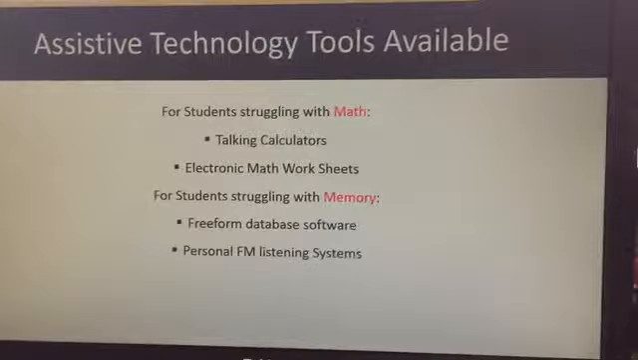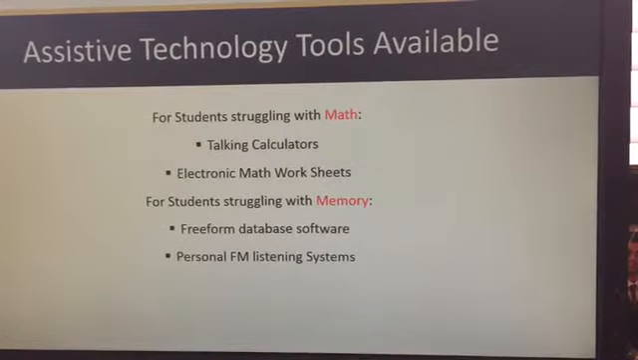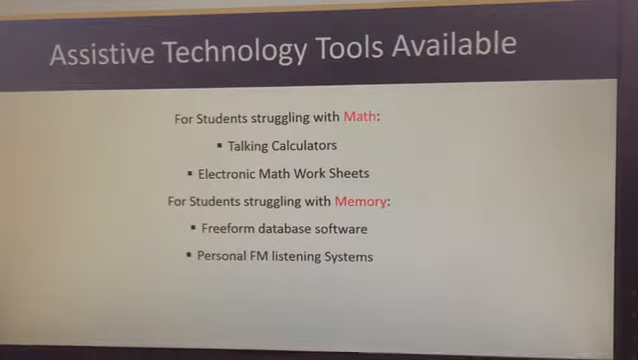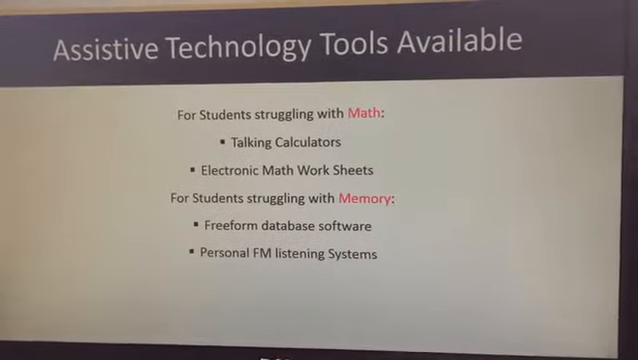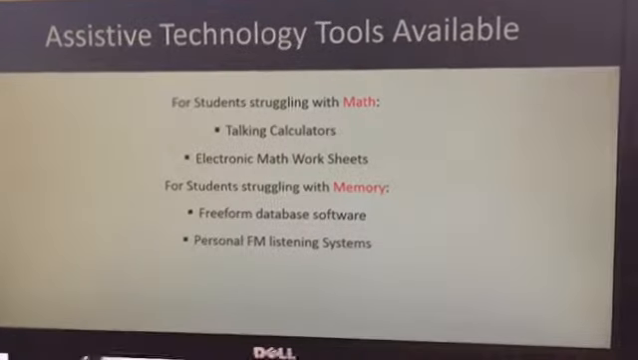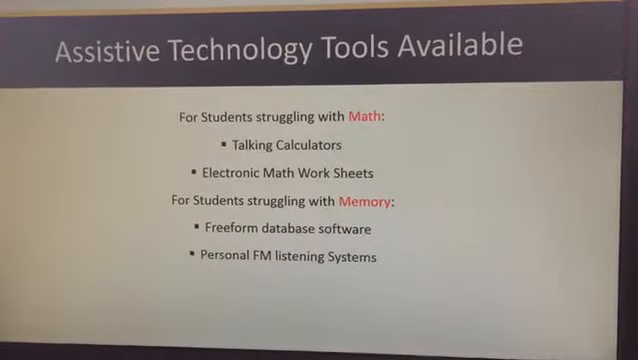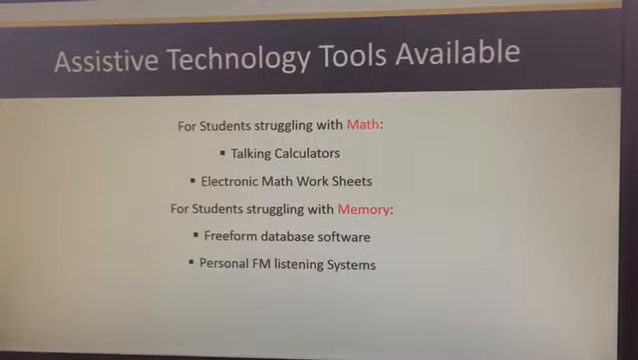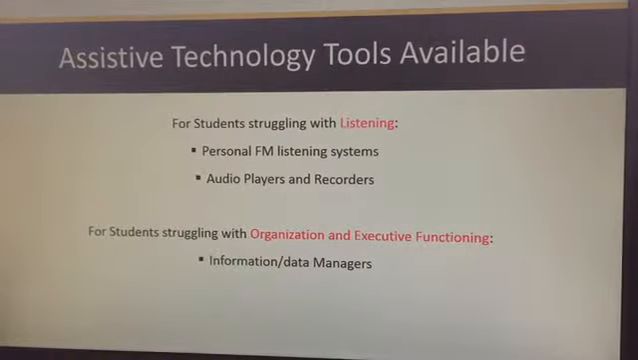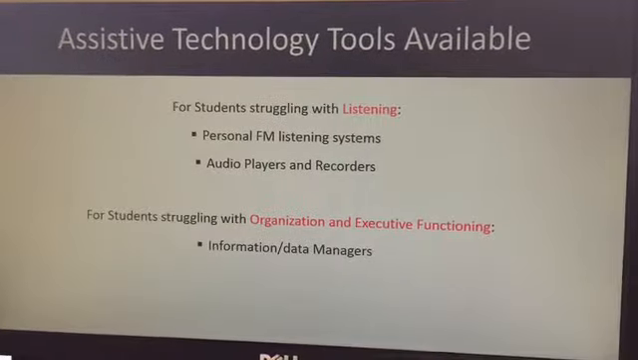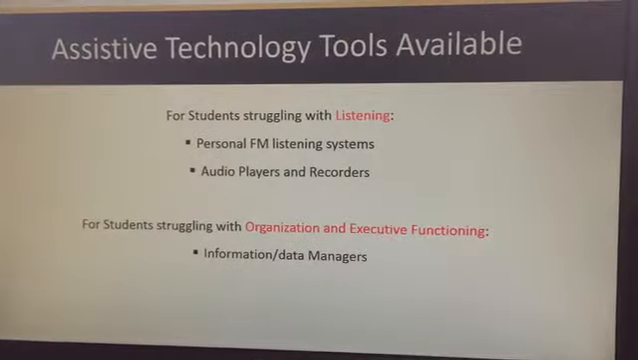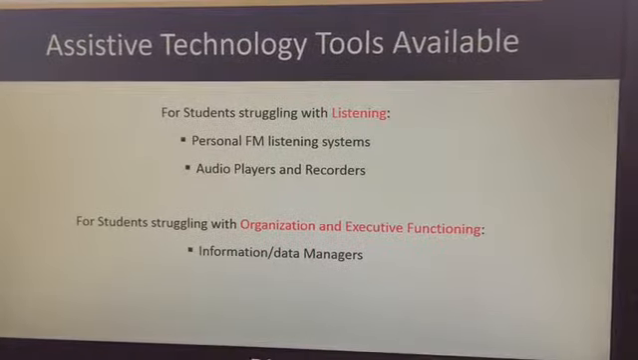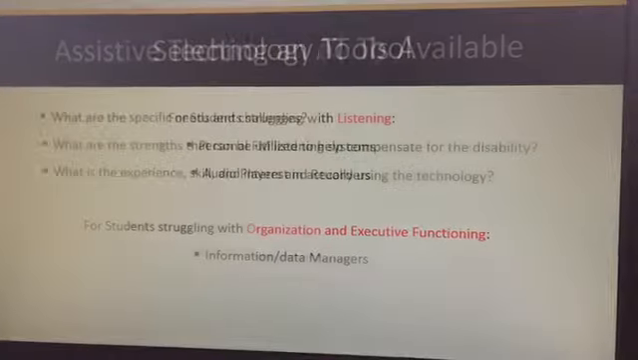Okay, freeform database software. It's used in conjunction with word processing and other software, and this tool allows users to create and store electronic notes by jotting down relevant information of any length on any subject, and they can later retrieve the information by typing any fragment of the original note. And then we know what personal FM listening systems are. We talked about that. For students struggling with listening, the personal FM listening systems and audio players and recorders really help. For students struggling with organization and executive function, the information and data managers are key.